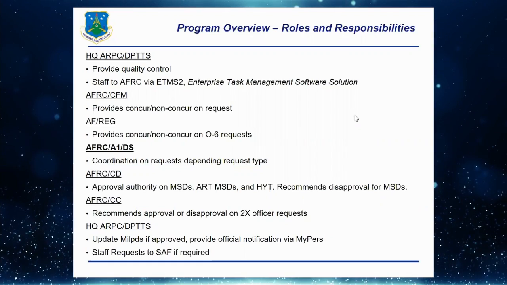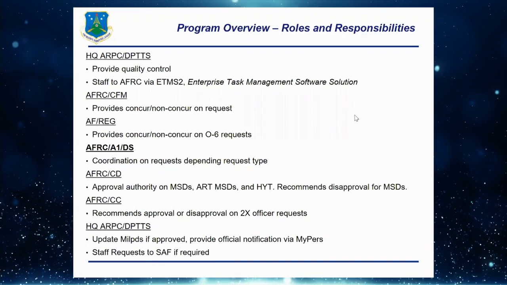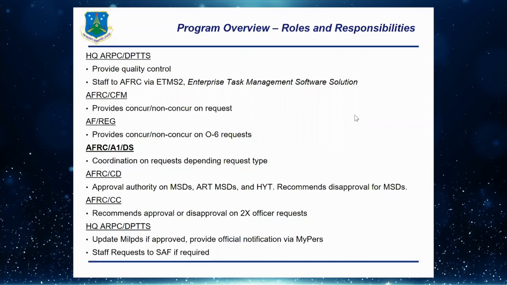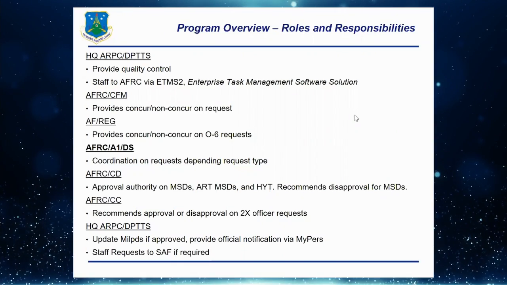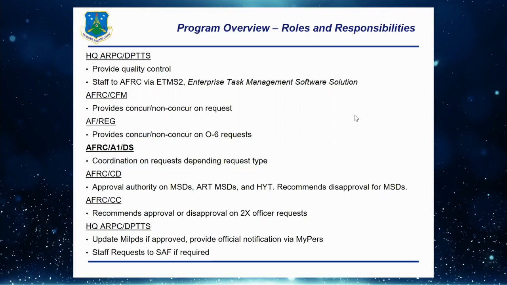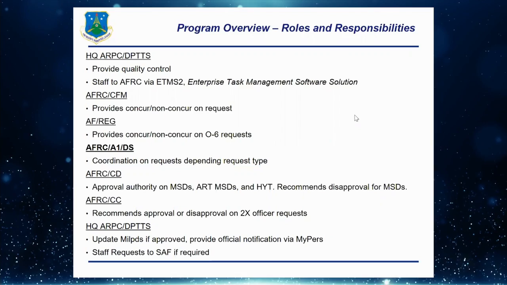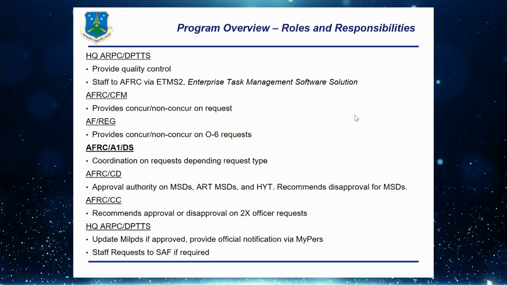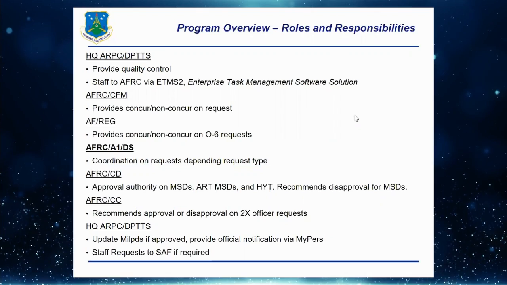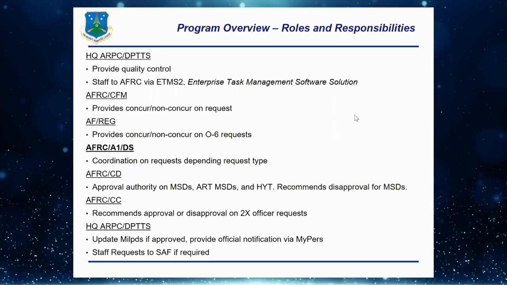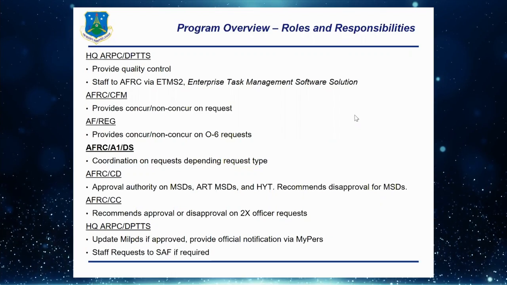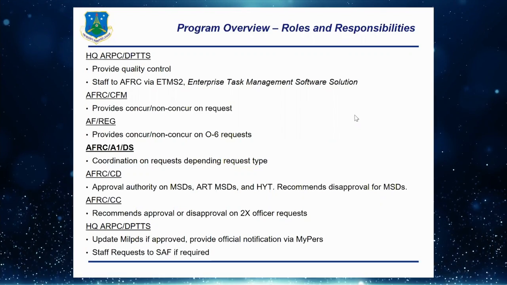And the request also goes to the member's career functional manager. That's a requirement. Colonel requests go to AFREG. They provide non-concur on non-concur and concur on O6 requests. Okay, this next step, I have it highlighted in bold: AFRIC, A1, DS.